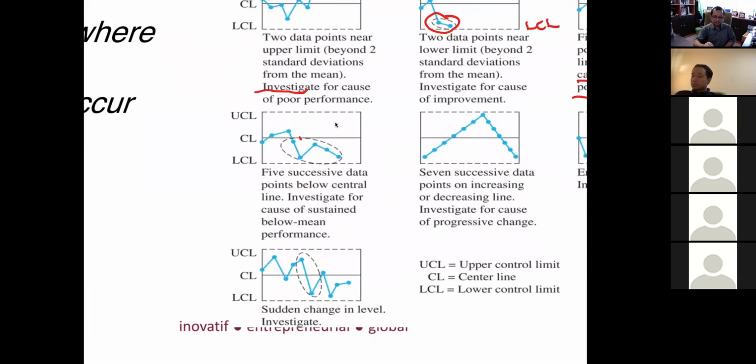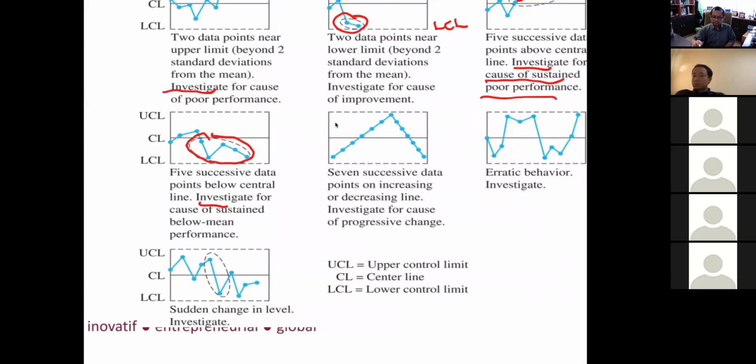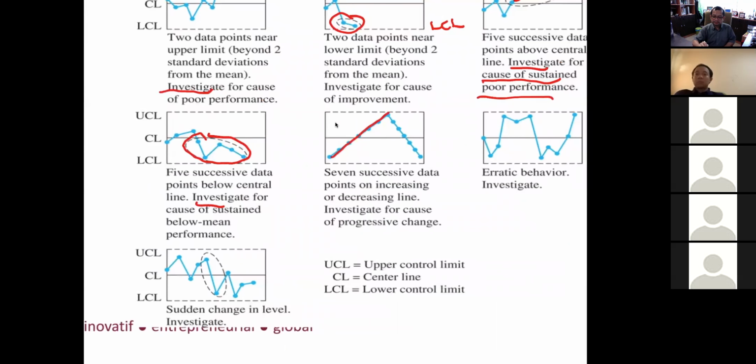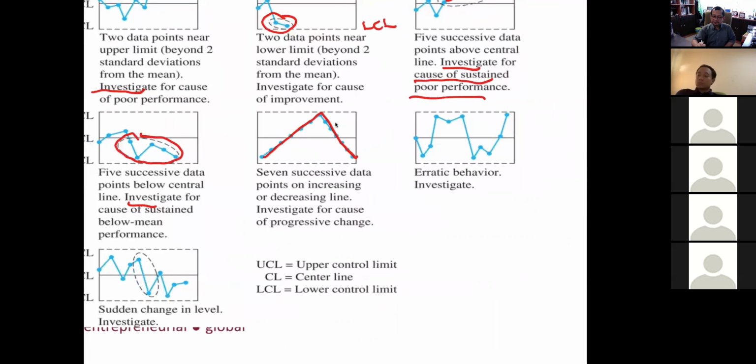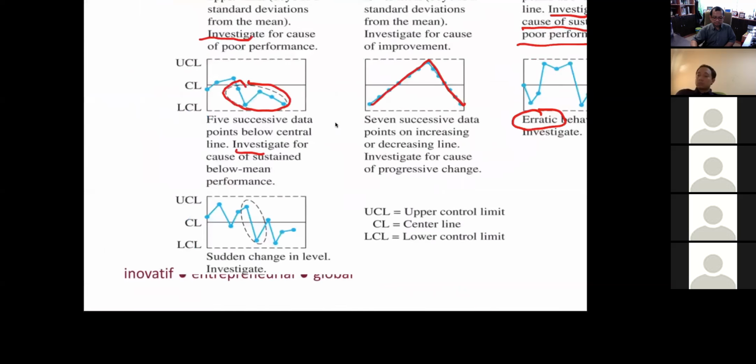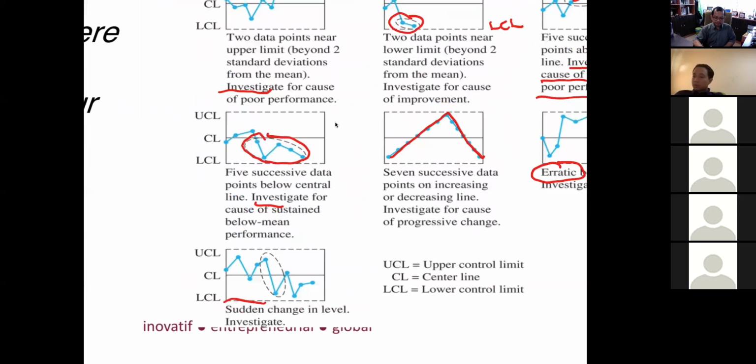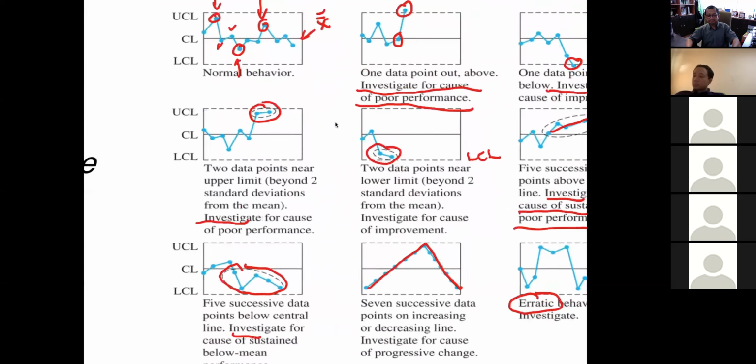This one, fast ascending data below the central line. Investigate. Increasing, decreasing. Why does this happen? Erratic behavior. Sudden change. This one, jumping up and down. Sudden change. So you must investigate all of this.